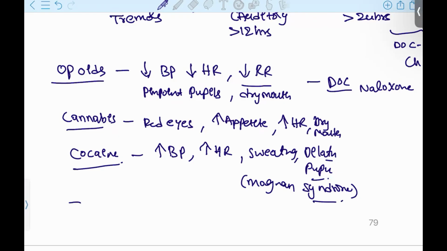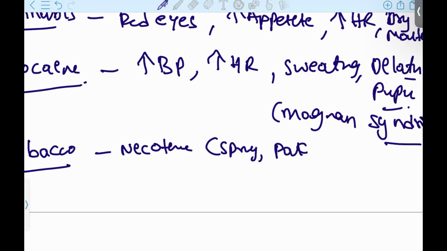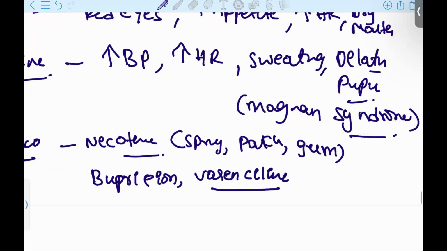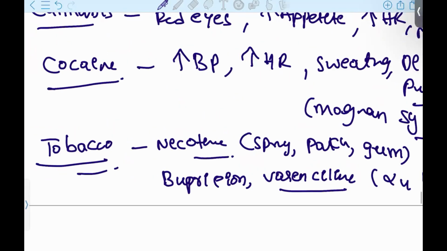Next, tobacco. For tobacco, instead of learning the features, learn what treatment we can give for this patient. Nowadays, nicotine replacement should be done in the form of spray or nicotine patches, gums. This can be given for nicotine replacement, or you can give drugs like bupropion and also varenicline. Okay, the drug varenicline can be given. This varenicline acts on not only alpha 4 but beta 2 nicotine receptors. So it will decrease tobacco tolerance in the patient.